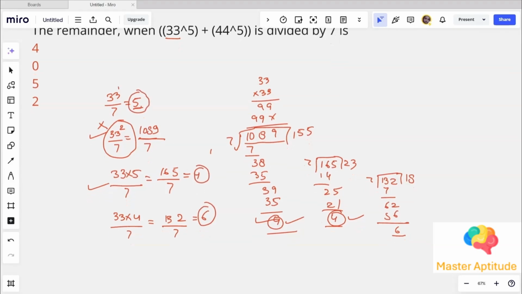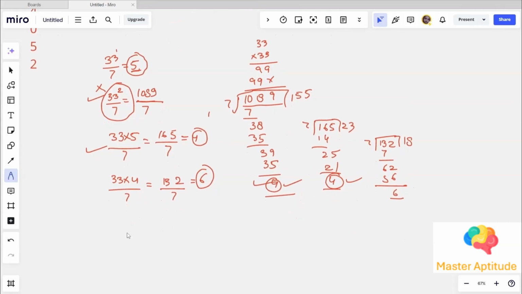Now let's try to find another remainder. 33 into the previous remainder, which is 6. So 33 into 6 divided by 7. 6 3 is 18, 1 carry, 6 3 is 18. 198 divided by 7. Now let's try to divide this. 198 divided by 7, 7 2 is 14 and 5. And we will write 8 here.